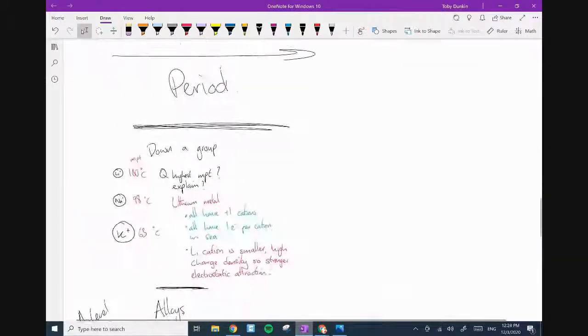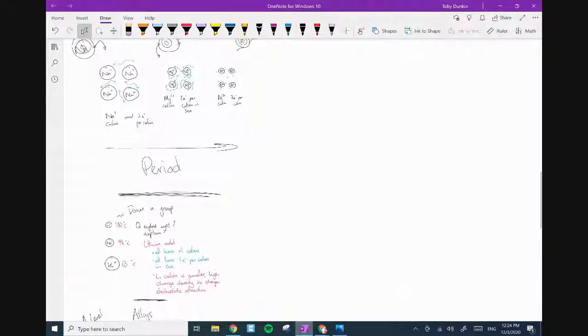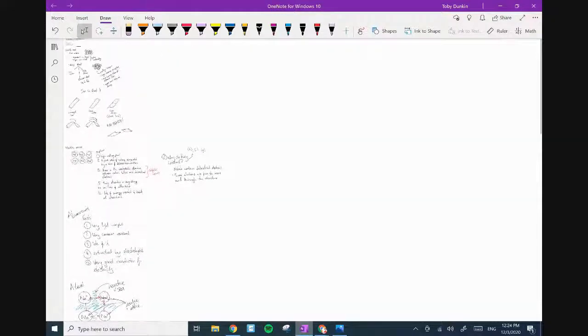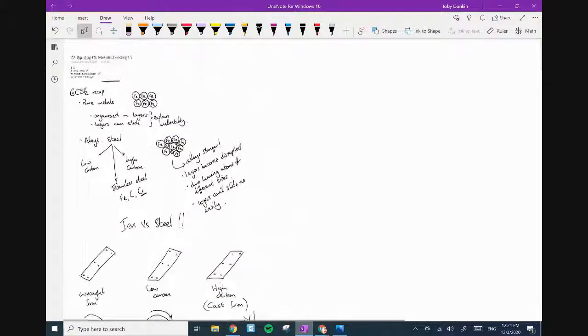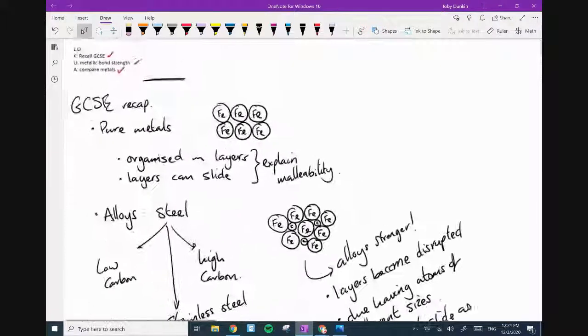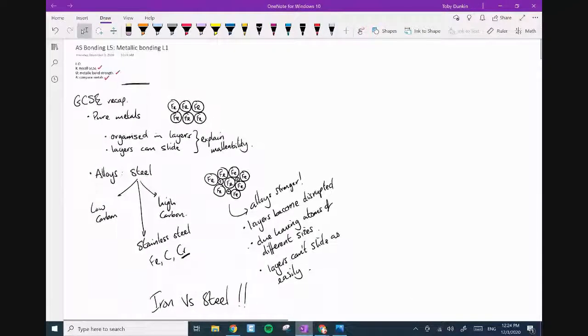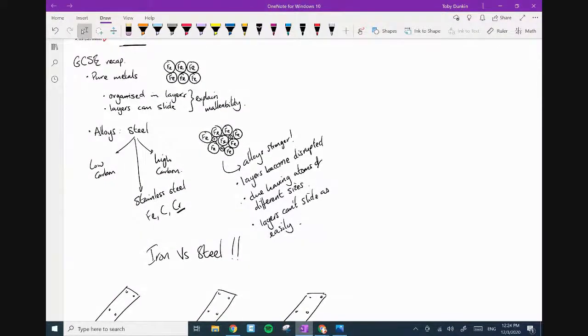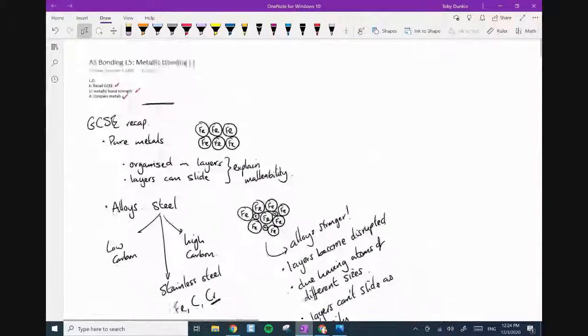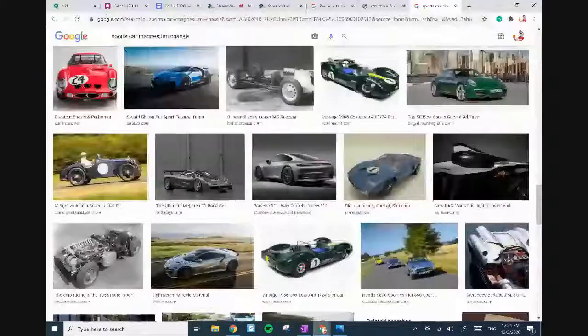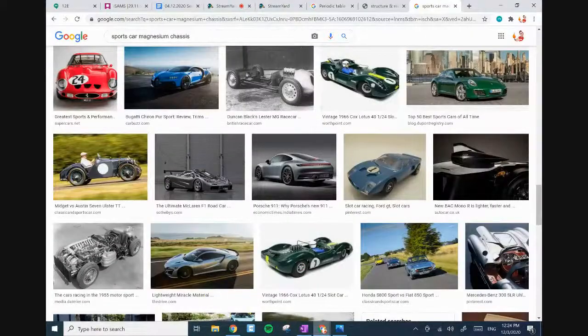That's all you guys need to be able to do. Compare down a group and across a period, make predictions, talk about properties in terms of low and high carbon steel, be able to draw your basic pictures still from GCSE, and that brings us to the end of metallic bonding in one lesson. It's been nice. We're done. Let's bring that to a swift conclusion.